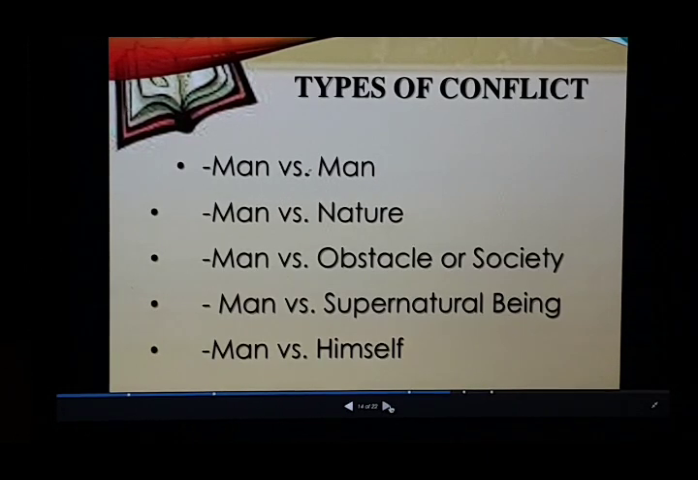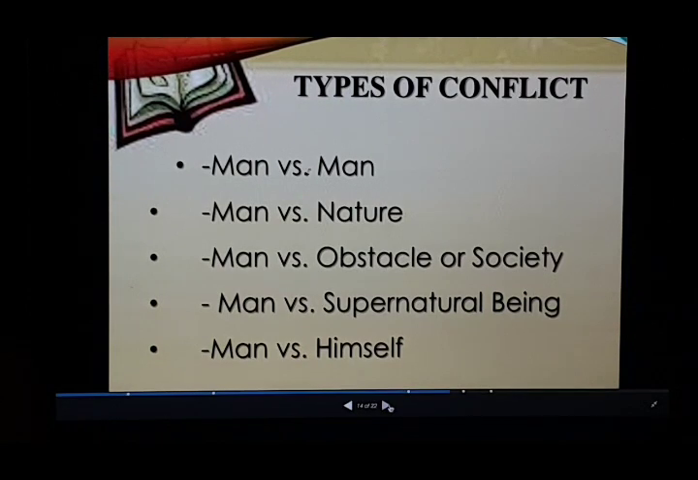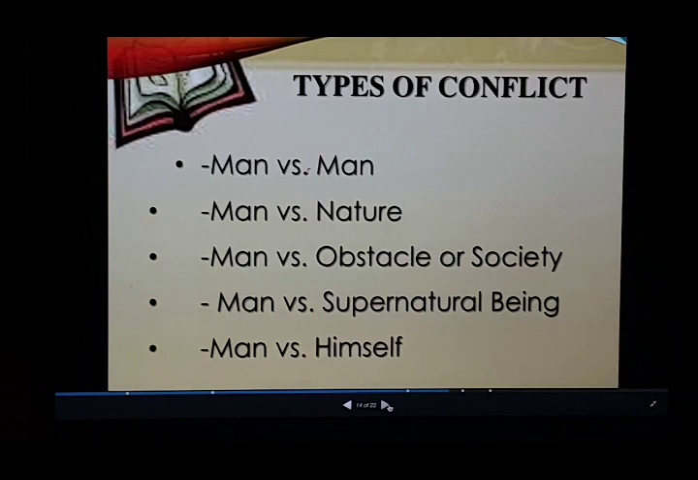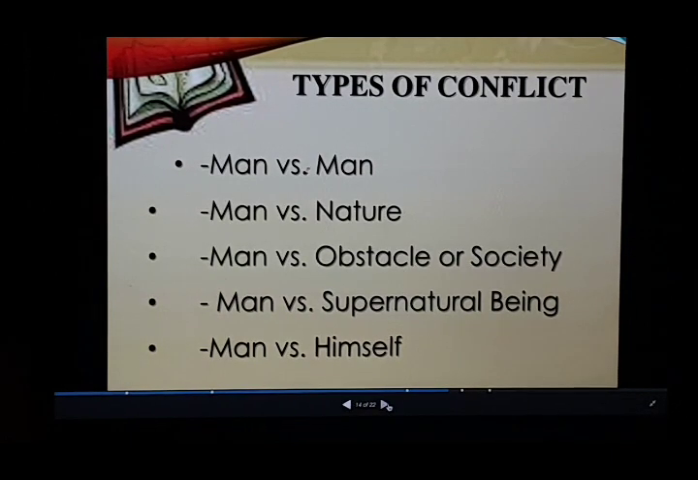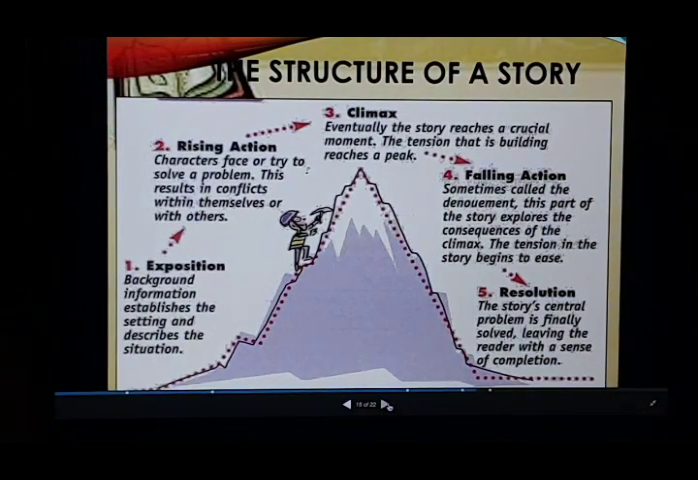And these can be types of conflict. It depends on the story we are writing. It can be man versus man, it can be man versus nature, or it can be any obstacle in the society or supernatural. It all depends on the kind of story we are writing or imagining. Or it can be man versus himself. So it should be based on the kind of story you are writing.